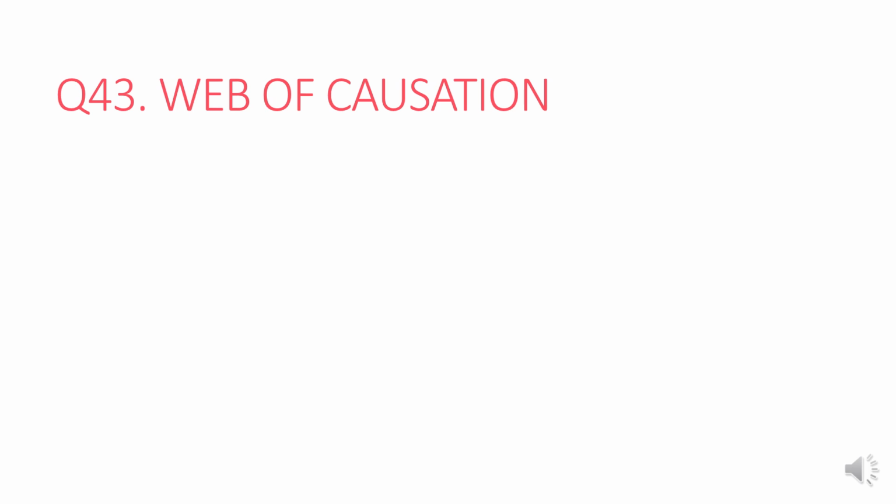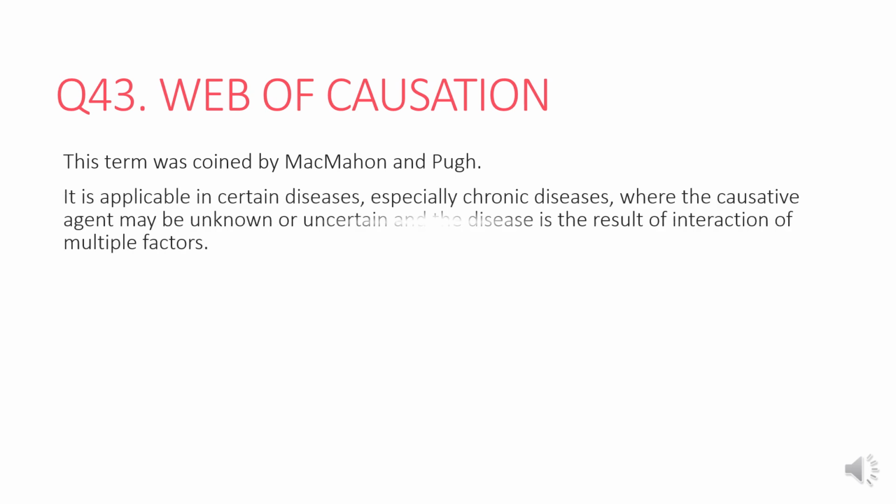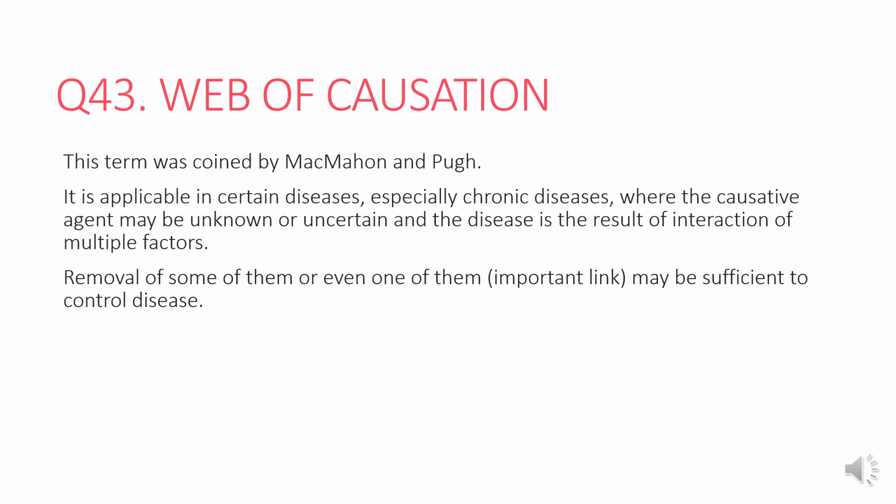Number 43 is web of causation. This term was coined by McMahon and Pugh. It is applicable in certain diseases, especially chronic diseases where the causative agent may be unknown or uncertain and the disease is the result of interaction of multiple factors. Removal of some of them or even one of them may be sufficient to control the disease.